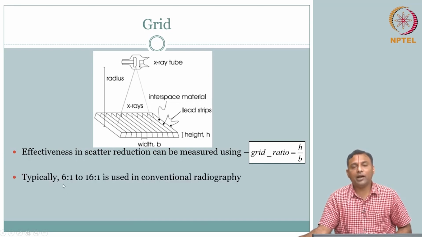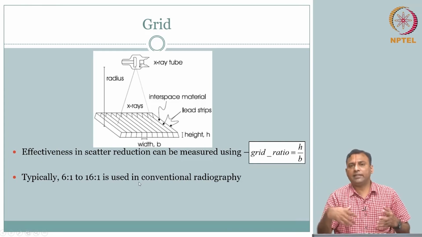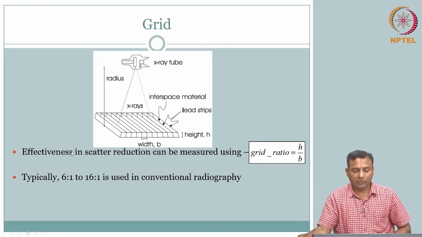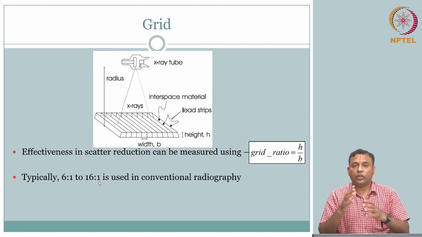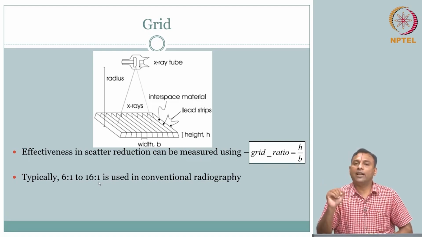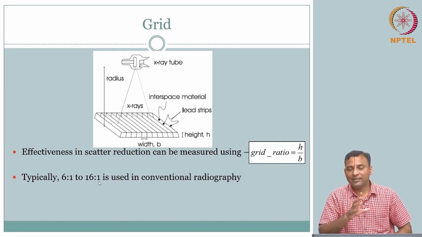So typically you have about 6:1, normalized for B, and reported. So you have about 6:1 to 16:1 in conventional radiography. This is a trade-off, right? But this is the range over which H by B is used. This is essentially to reduce the scattering. So your tolerance is how much Compton scattering you want to reduce. This H by B, that angle, is going to help dictate how much you can arrest.